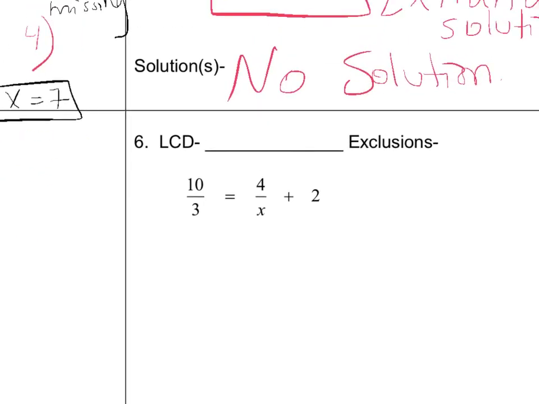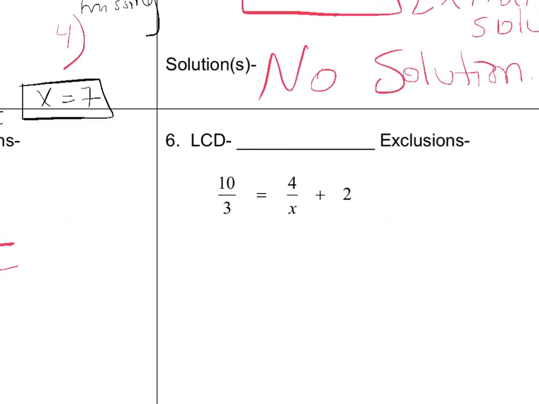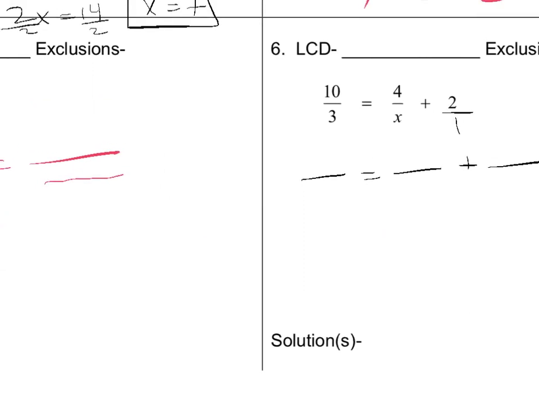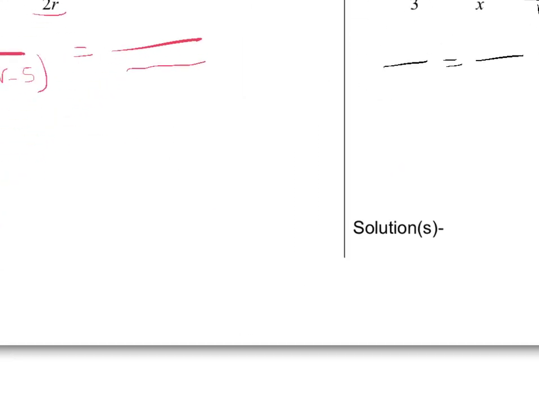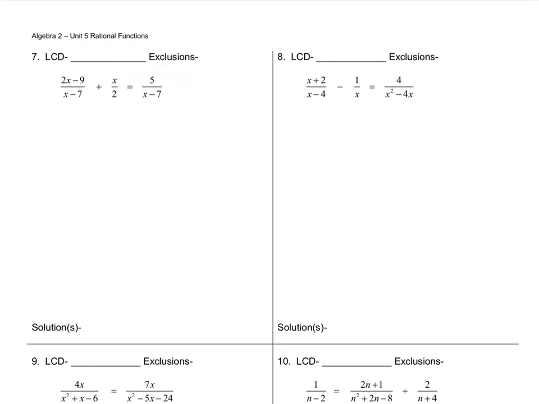Number 6, if you have to, you can set it just equal to 2 over 1, and then the common denominator would be what? Think of it. So if you have a number, you can just move it as 2 over 1. Now let's move on to the back.